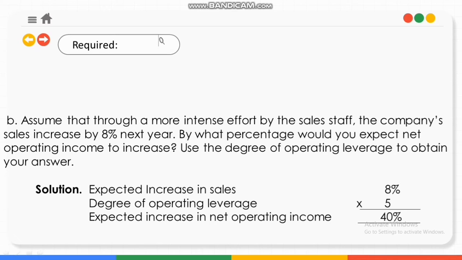B. Assume that through a more intense effort by the sales staff, the company's sales increase by 8% next year. By what percentage would you expect net operating income to increase? Use the degree of operating leverage to obtain your answer. So, yung expected increase in sales is 8%. Tas yung degree of operating leverage is 5. So, makukuha natin yung 40%, 8 times 5. Ito yung expected increase in net operating income.